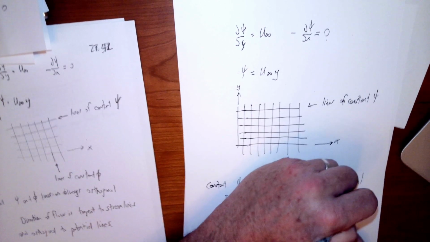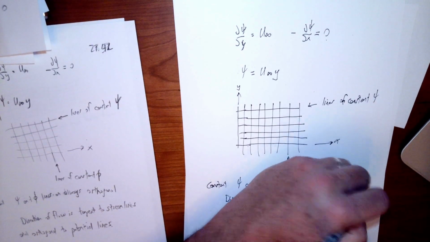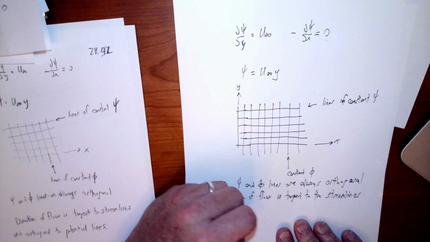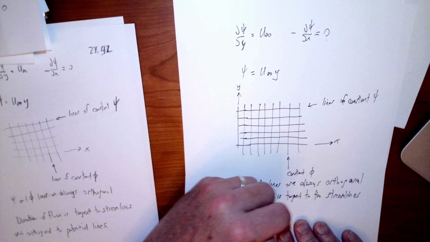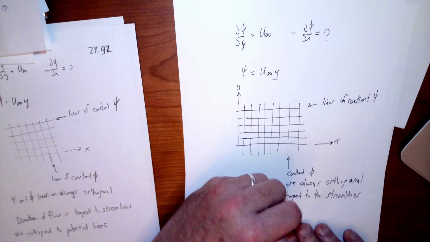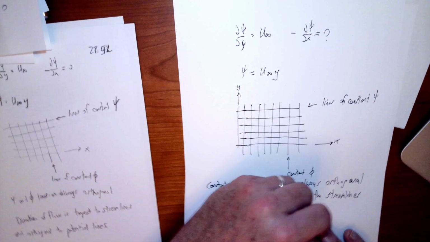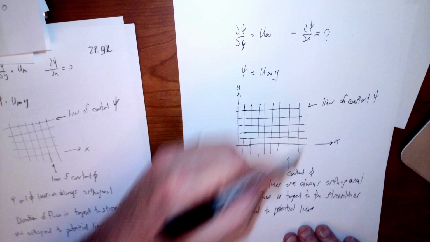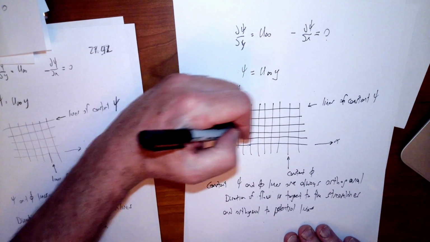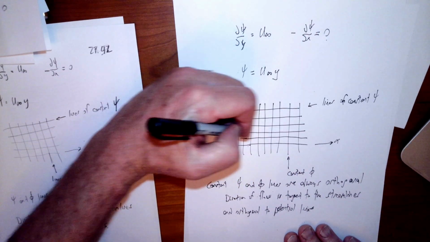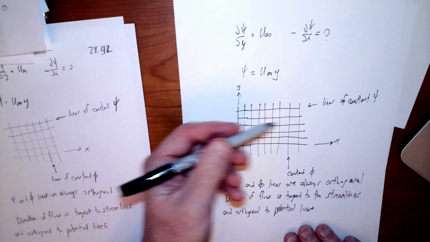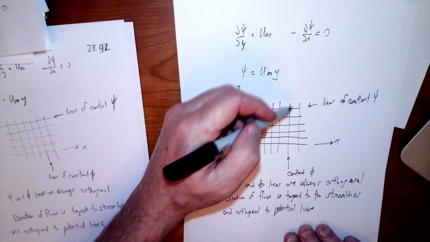That is, the streamlines are the lines of constant psi, and they're perpendicular and orthogonal, obviously, to potential lines. So if you're looking at this and you know these are lines of constant phi, the flow is going to travel with the lines of constant psi, with the streamlines. Flow travels with the streamlines, perpendicular to these lines of constant phi.